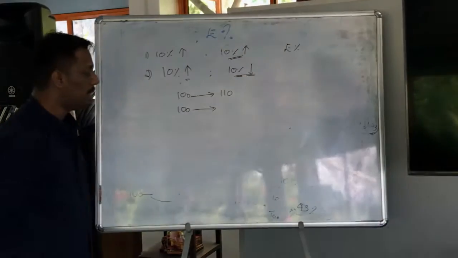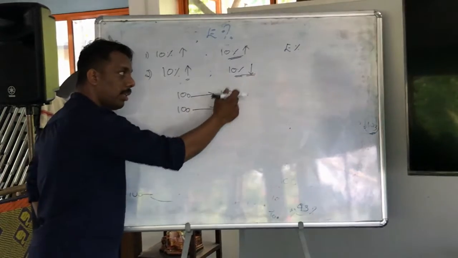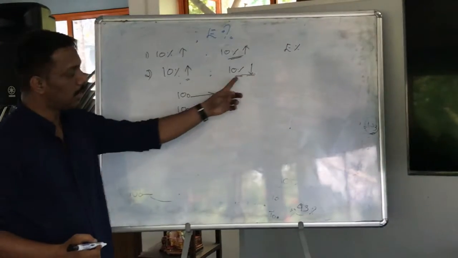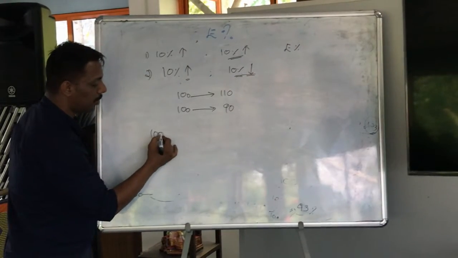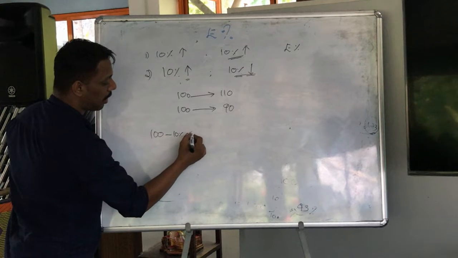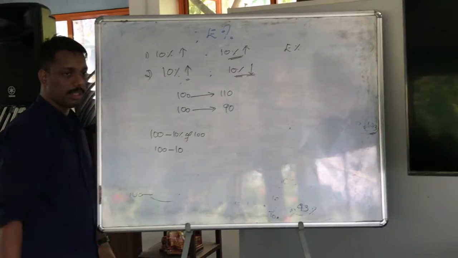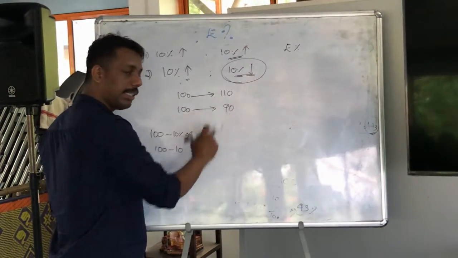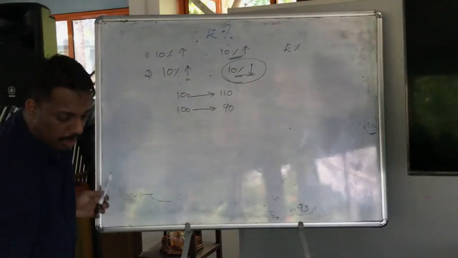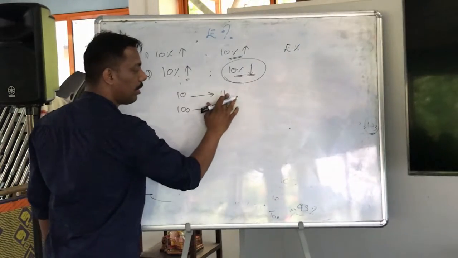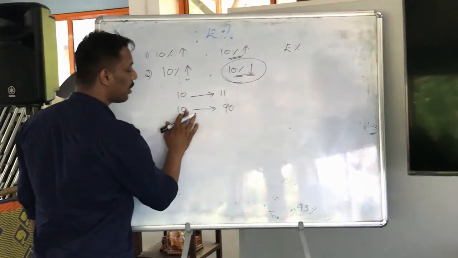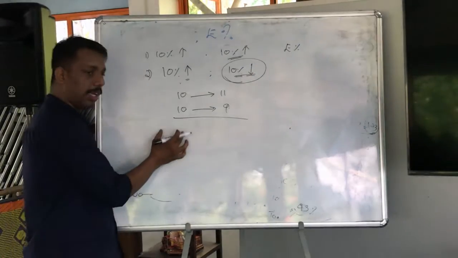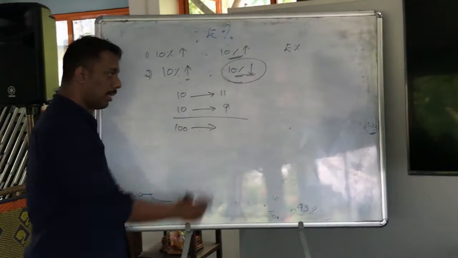Now I am reducing 10%. If the initial value is 100, what will it be after reducing 10%? 90. How? You have to reduce 10% of 100, which means 100 minus 10. So after reducing you will get 90, right? So 100 to 110 means 10 to 11, and 100 to 90 means 10 to 9. Then I have to check the effective percentage. Left will be 100 again, and on the right, 11 multiplied by 9 gives 99.